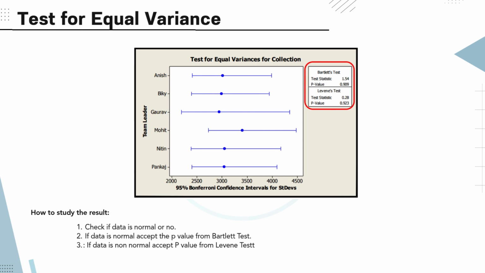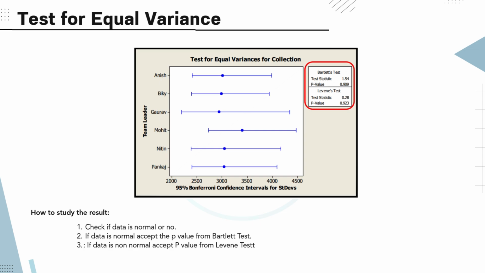This slide shows a practical output of the test for equal variance from Minitab. The plot here represents the standard deviation confidence intervals for different team leaders, which helps visualize the spread of the data across these groups. On the right side, you'll notice two statistical test results. Bartlett's test, used when the data is normally distributed. Levene's test, used when the data is not normally distributed. Let's break down how to interpret this.